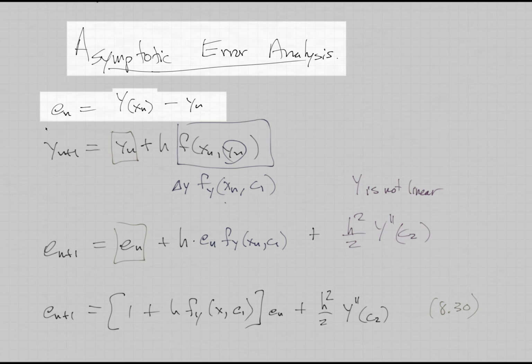So, using the Euler method, the formula for yn plus 1 is very simple. You simply take yn, the previous y value, and add h times the value of f at the old point, the previous point xn, yn.